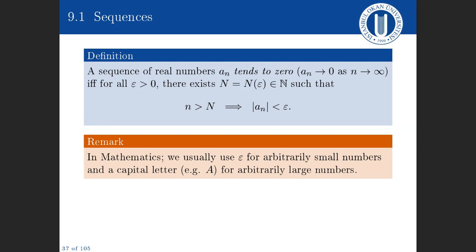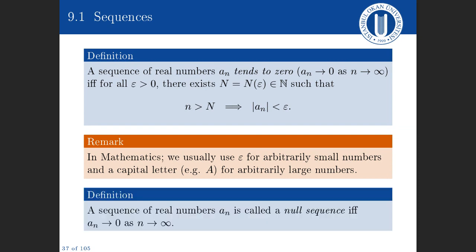In mathematics, we have a convention. Usually we use the letter epsilon for arbitrarily small numbers, and we use a capital letter, for example, capital A, for arbitrarily large numbers. That's why I used capital A in the definition of a sequence which was tending to infinity, because I wanted it to be just some big number. If I have a sequence which tends to 0, I need to be thinking about just some small number. So I'm using epsilon for some small number. There's another name for a sequence which tends to 0. It's called a null sequence.